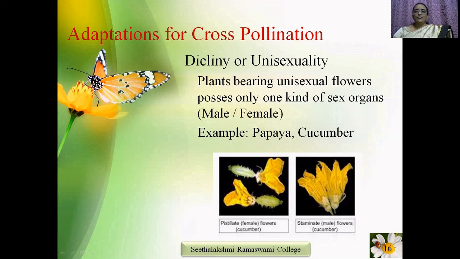Dicliny is the presence of only one kind of reproductive whorl in a flower, so it is called unisexuality. In dicliny, a plant may be monoecious, that is, both male and female flowers are borne on the same plant, or it may be dioecious, that is, male and female flowers are borne on different plants. Examples are papaya and cucumber.